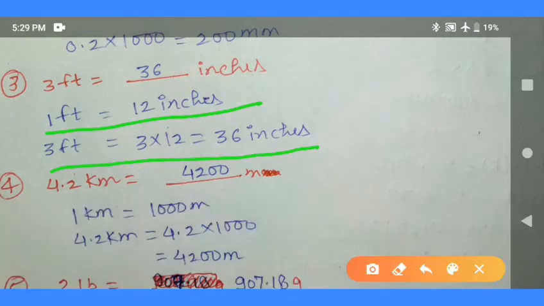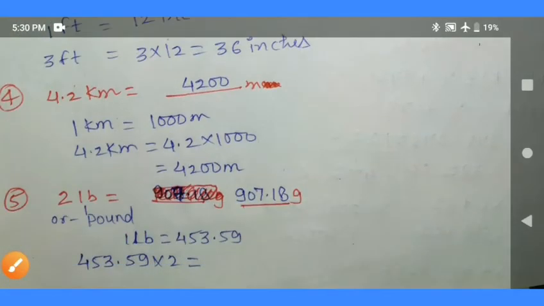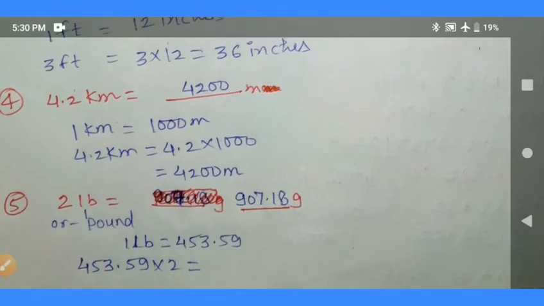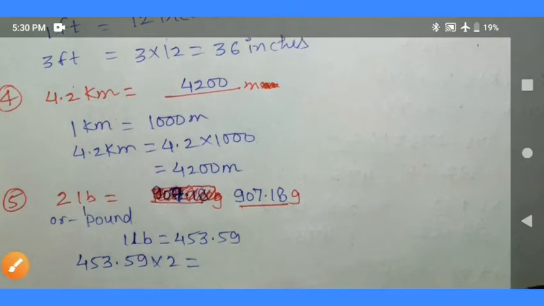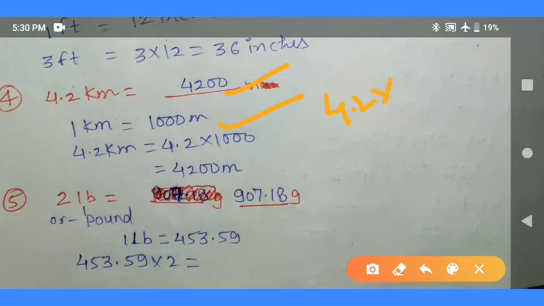Now question number 4. 4.2 kilometer is equal to dash meter. So 4.2 kilometer is equal to 4200 meter. 1 kilometer is equal to 1000 meter, so 4.2 into 1000, you will get 4200 meter. 4.2 kilometer is equal to 4200 meters. So this is the answer. Next.